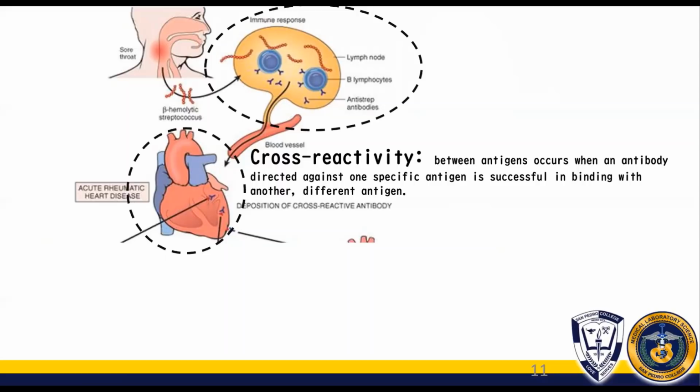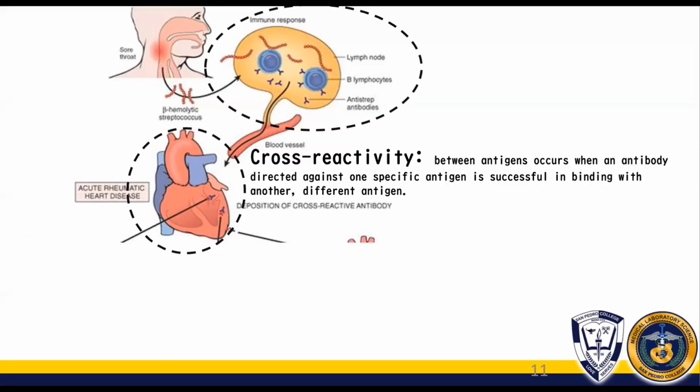In our heart tissues, they can bind there. Bakit sila makabind sa ating heart tissues? Because these antibodies exhibit cross-reactivity with our heart tissues. So, hindi lang sila nagre-react or nagbabind against streptococcal antigens, they can also bind with our myocardial tissues. And when they become deposited in our myocardial tissues, they can trigger an immune response.